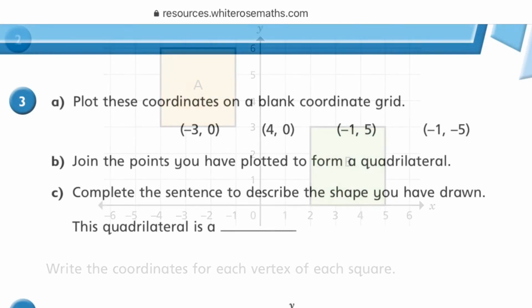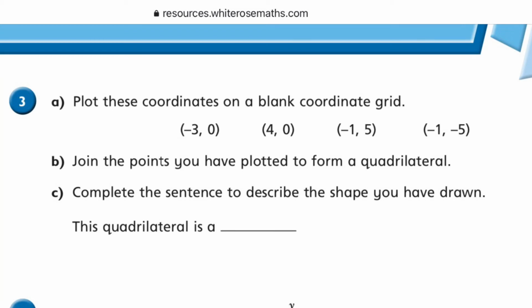Thank you. Okay, if we now move on to question number 3, this time you have to draw a blank coordinate grid. Start from +5 right through to -5 on the y-axis, the one that goes up and down. And across, again, -5 to 5 on the x-axis. Once you've done that, plot these coordinates on the blank grid: -3, 0; 4, 0; -1, 5; and -1, -5.